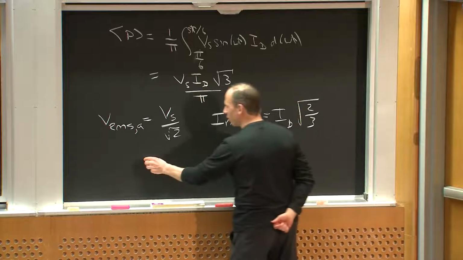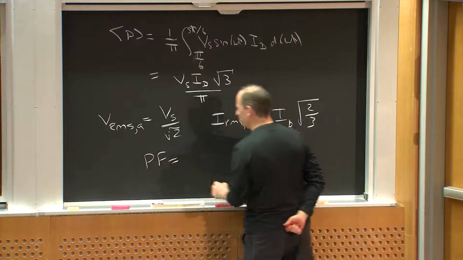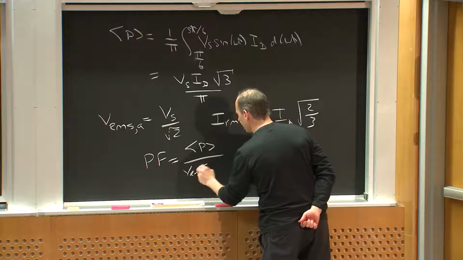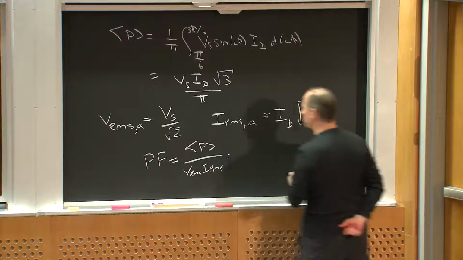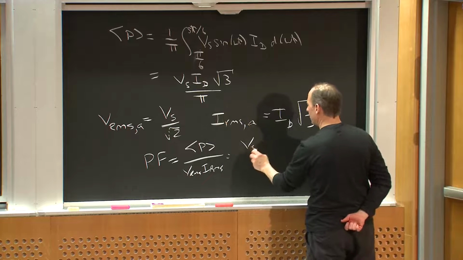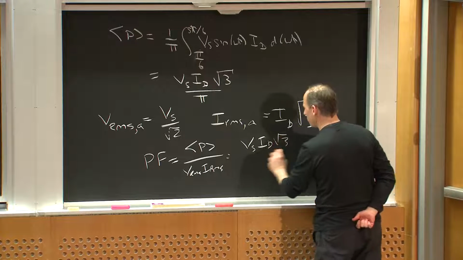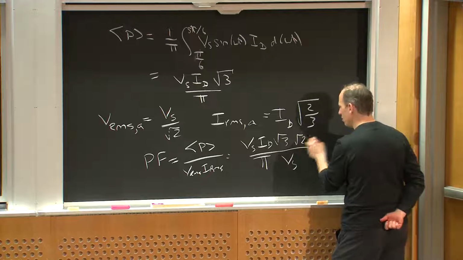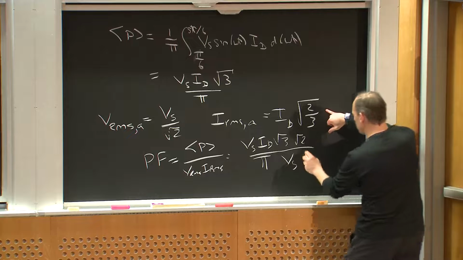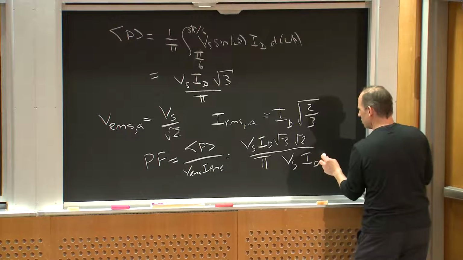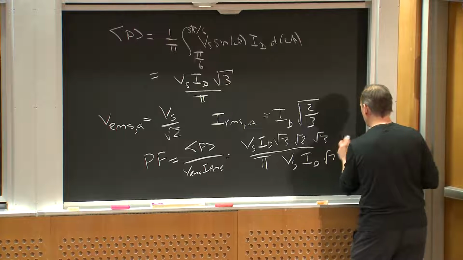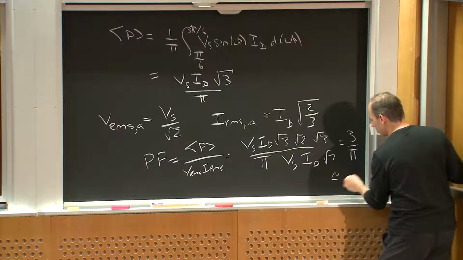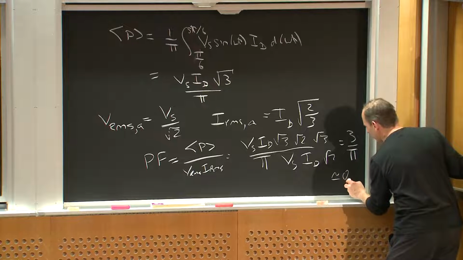That gives me a power factor equal to what? It's the average power divided by VRMS, IRMS. And that's going to be Vs ID square root of 3 over pi divided by Vs over the square root of 2 times ID square root of 2 over the square root of 3, which is just equal to 3 over pi. And 3 over pi, if you want to calculate it, is about 0.96.